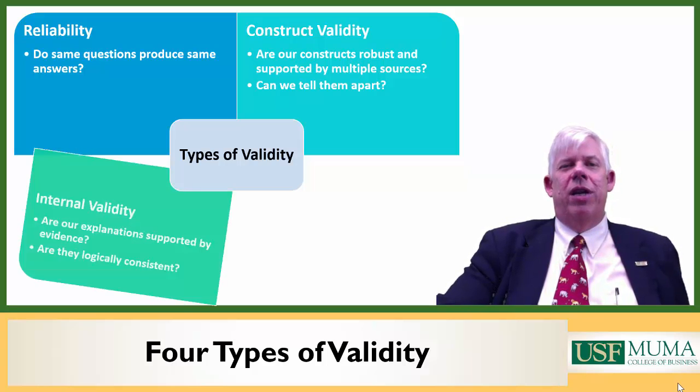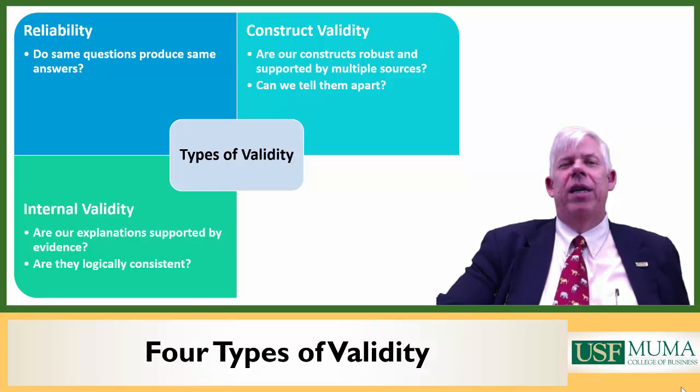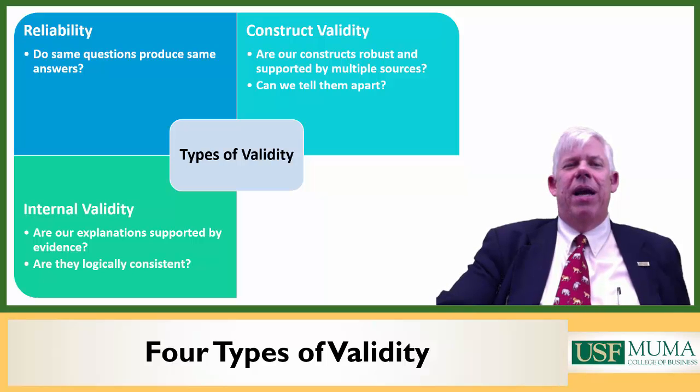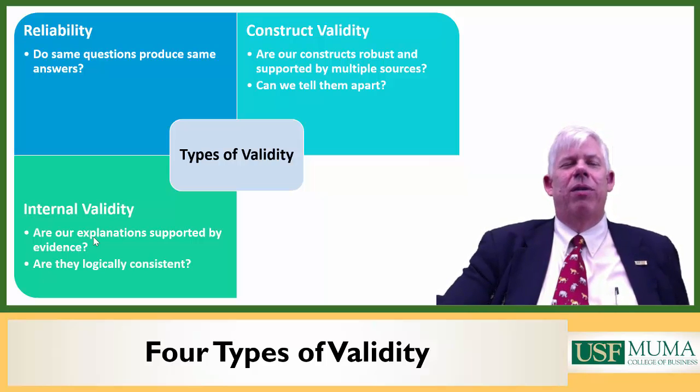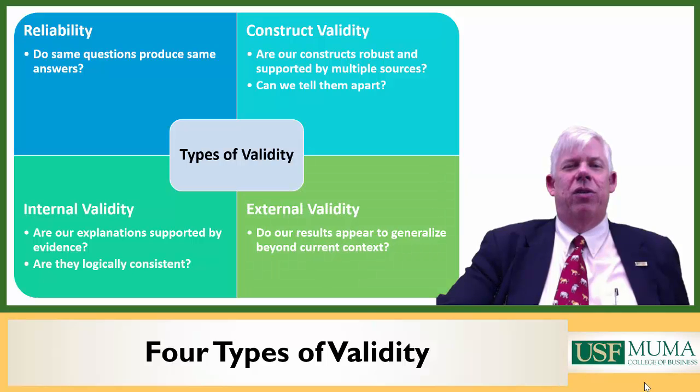Another type of validity is what's called internal validity, and this is really the internal consistency of our arguments and any explanations we have. Are they supported by evidence? Whether or not what we're doing generalizes to the outside world, if it's internally inconsistent, nobody's going to believe it.